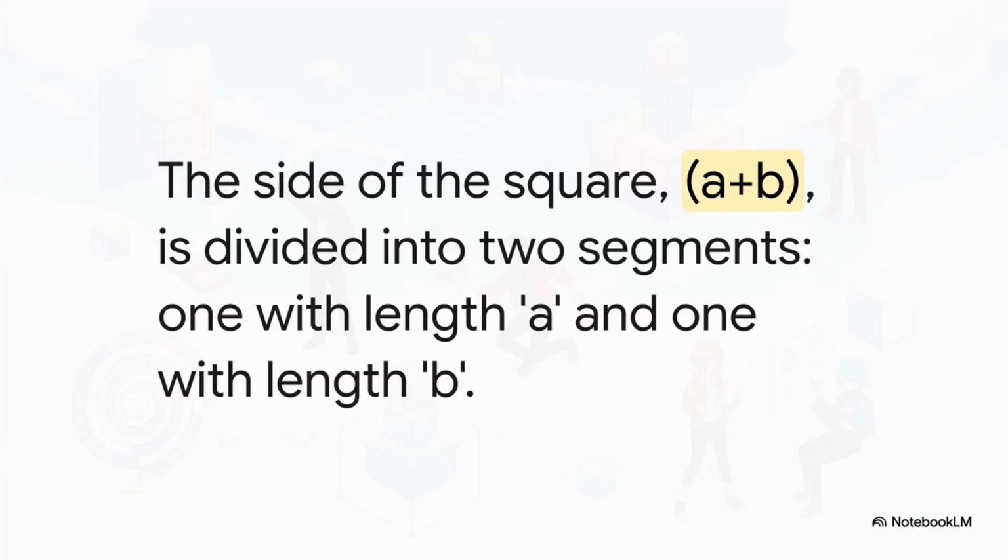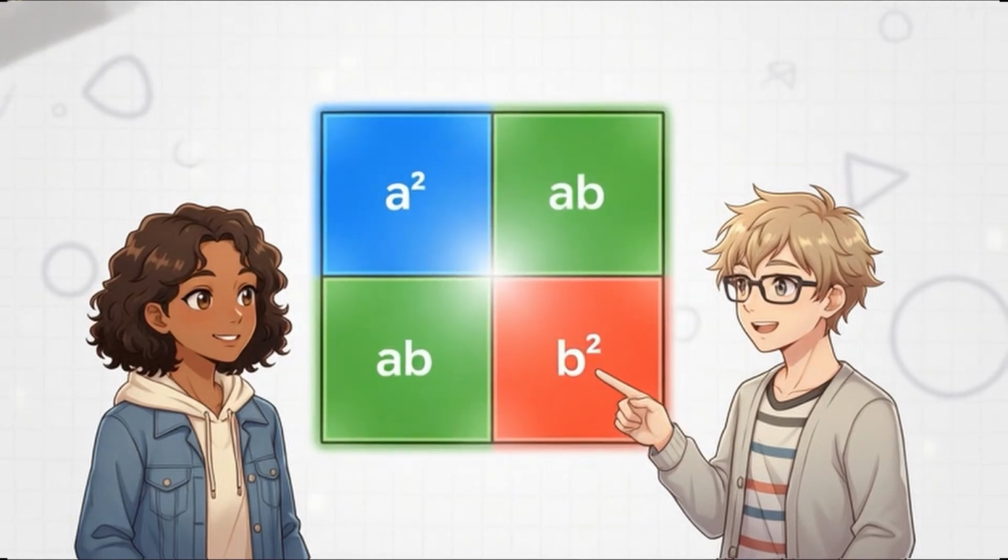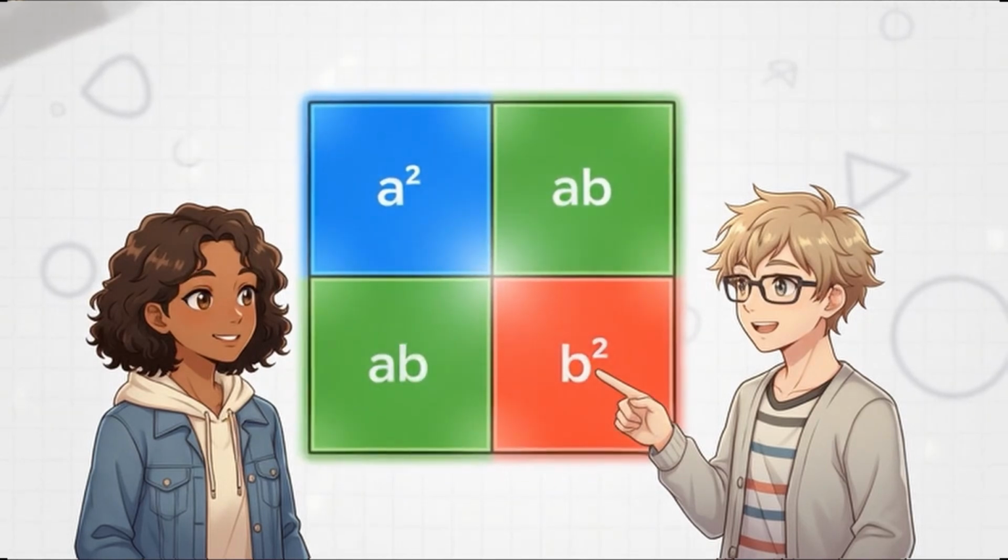Okay, now for the fun part. We're going to take that side, that a plus b, and we're going to split it into its two little pieces. We'll have one chunk that's length a and another chunk that's length b. And we're going to do that on the top and on the side of the square. And look what happens when we draw those lines. All of a sudden, our one big square is made up of four smaller parts.